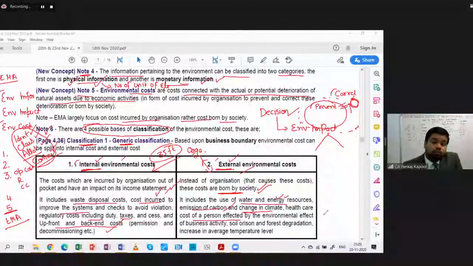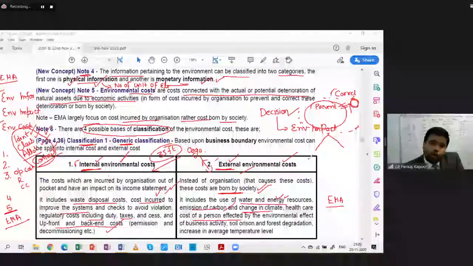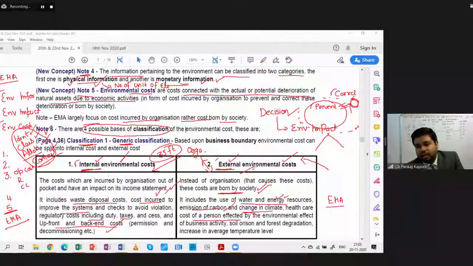So when we are implementing the EMA inside the organization, we are largely concerned with the internal cost. We are not concerned with the external cost, because while taking a decision, we can no doubt impact how much pollution we are going to generate, how much will be the external environment cost. But we are not bound to incur the external environment cost. There is no law which says that soil erosion or forest degradation is the responsibility of any business. No doubt it is caused by business activity, but there is no direct link available.